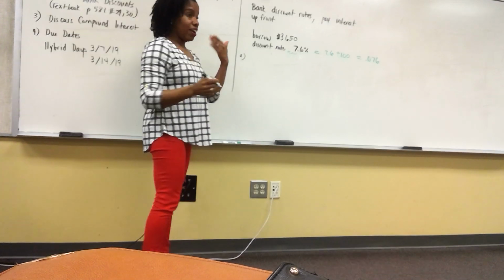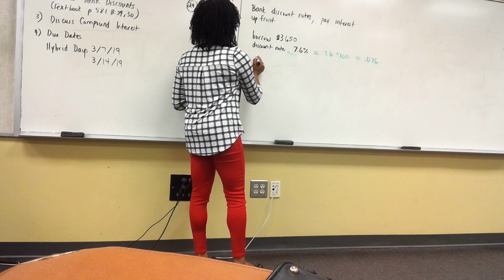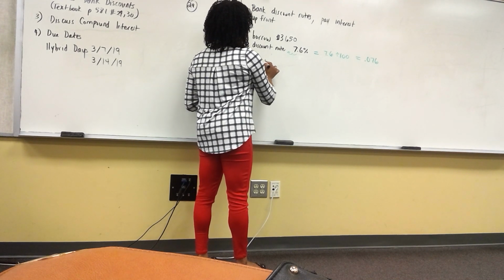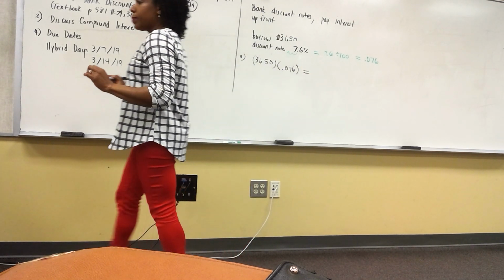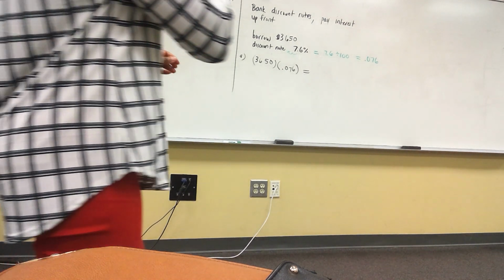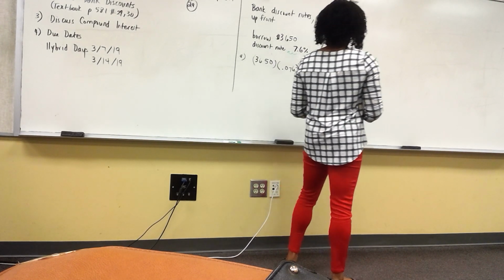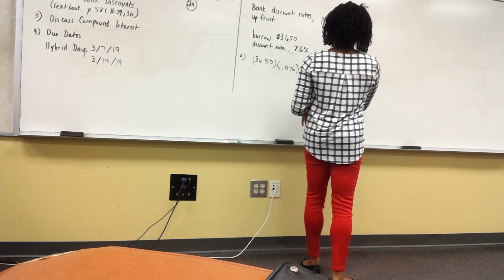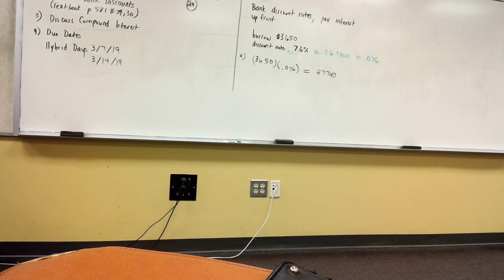So we can kind of think about this as our interest rate, and that's the interest rate for this amount of money. So we would actually multiply 3,650 times 0.076. Do that. 277.40. $277.40. Okay, so is that what everyone got?